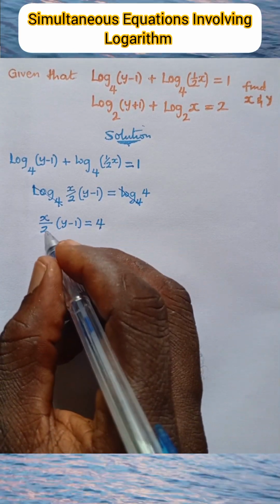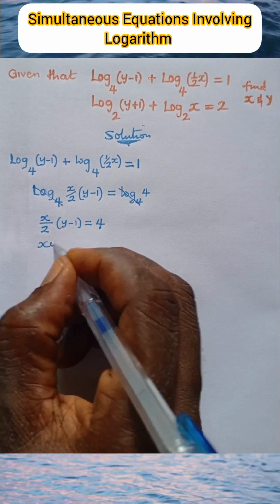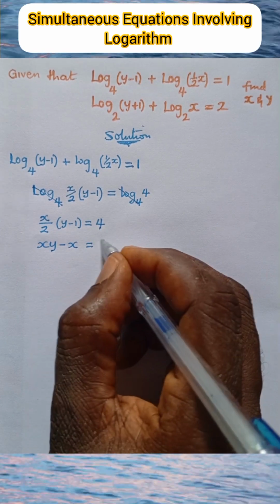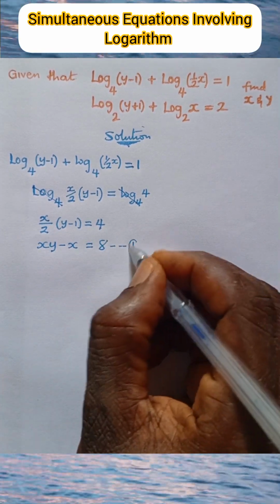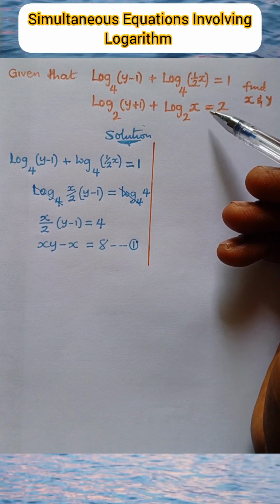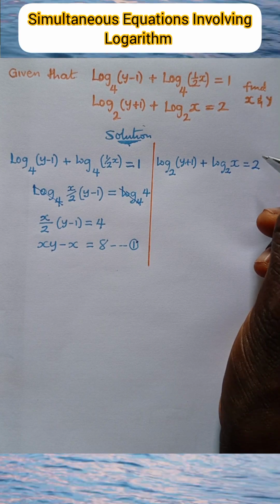Here we are going to cross multiply. 2 will multiply 4 here. And here x times y gives us xy minus x equal to 8. Let's call this equation 1. So next, let's attend to the second equation. We transfer it down here. Here is the second equation.